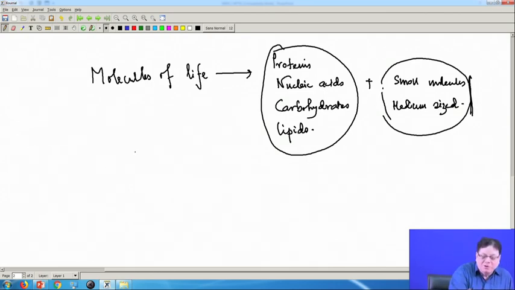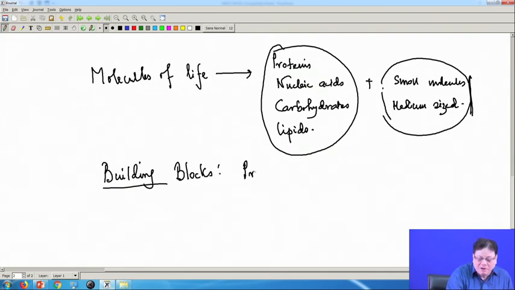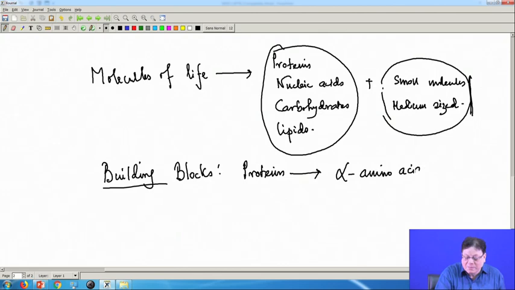Now, we were talking about the building blocks of these large molecules. And the first one, we took up, was proteins. Now, we know that the proteins are made up of, if you say only amino acids, that is not enough. You have to say that they are made up of alpha amino acids. Okay. Again, that is not sufficient.